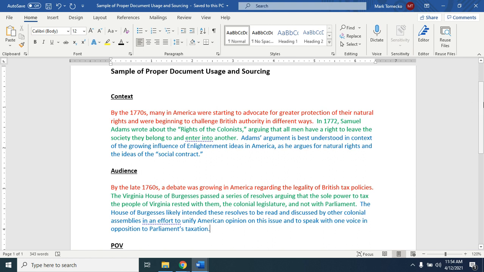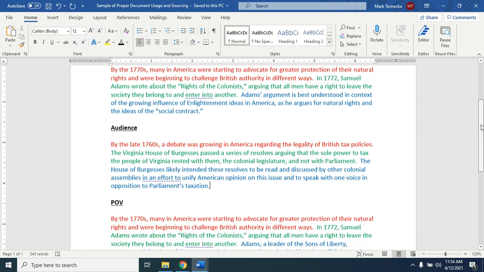So there, my context is, well, this is in the midst of the Enlightenment, and these ideas are gaining traction in America. And so when you read Adams' Rights of the Colonists, you pick up those Enlightenment ideas in there. And that's why he's saying these things, okay? That's why it matters. All right, so that's one example.